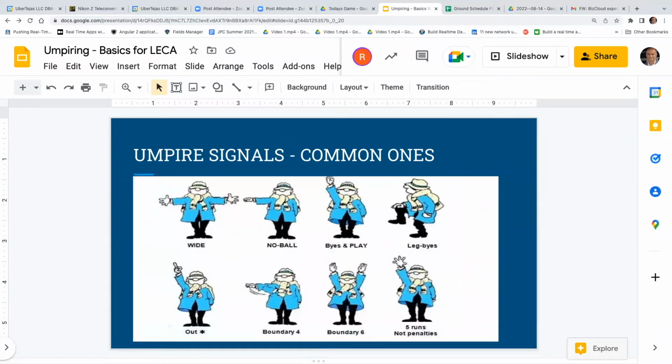The next one is, you guys can read it. I'm going to leave this in for a while. These are the standard signals that are used to show. These are the very common ones: wide, no ball, byes, there is no leg byes in here. You'll see it later.